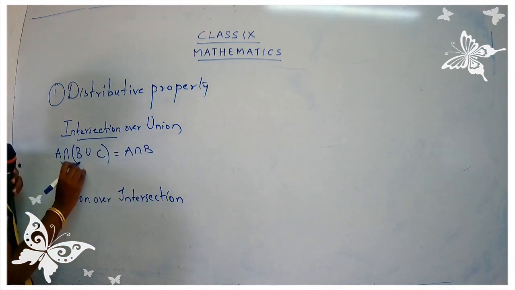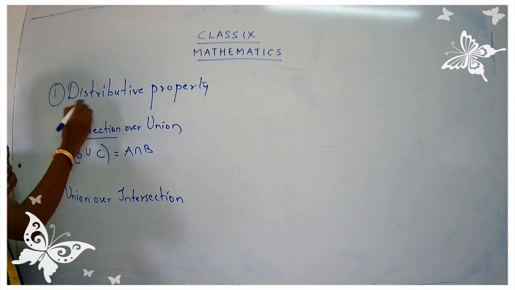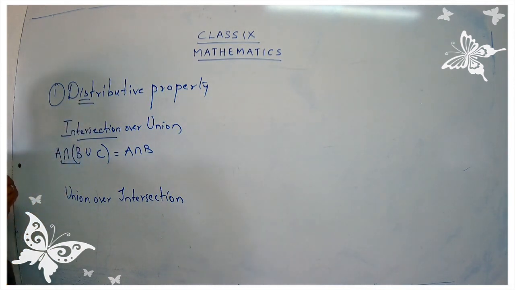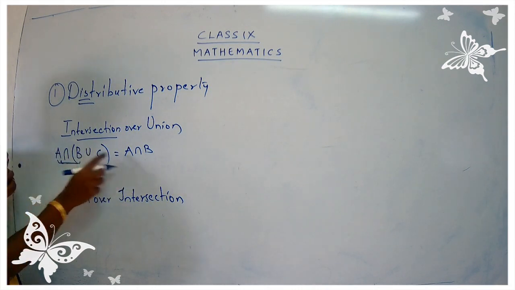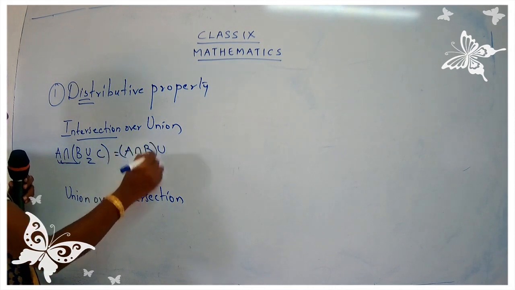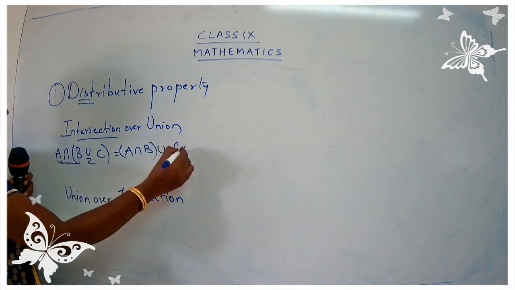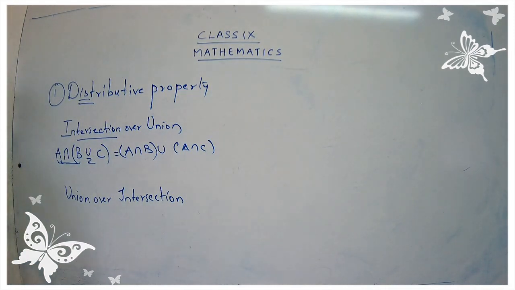Be careful, this is very easy. You're just going to open the bracket and distribute. What is this distributive property? That means you're going to share A to B, and also share A to C. So what do you get here? A intersection B, and the main symbol is union here, then A intersection C. A intersection B union A intersection C.